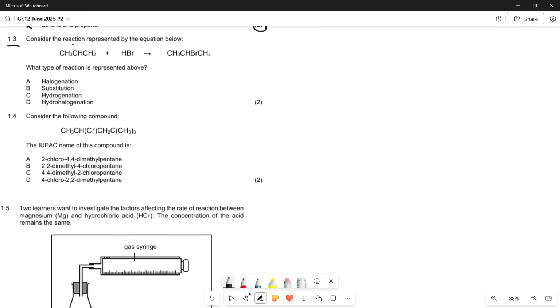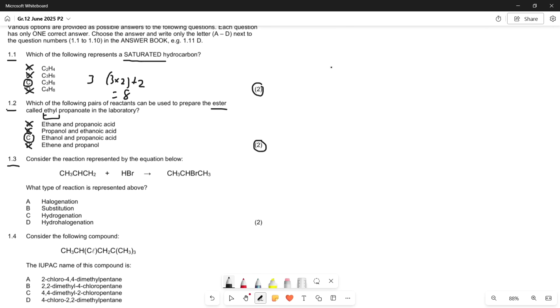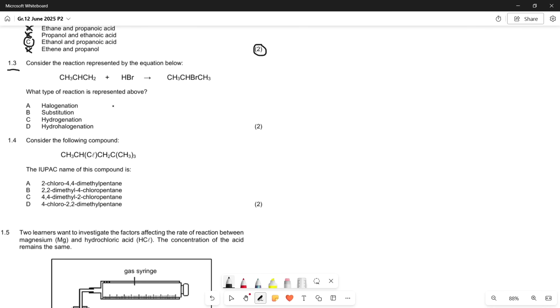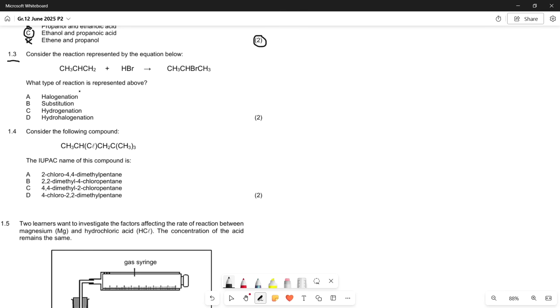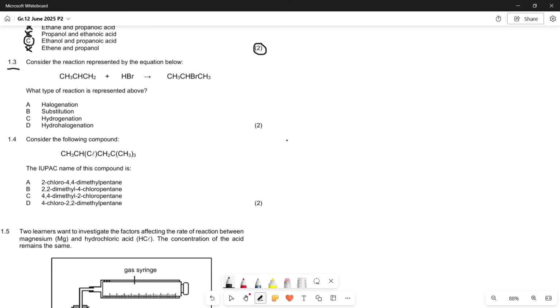So 1.3, consider the reaction represented by the equation below. We have CH3CHCH2 plus HBr goes to CH3CHBrCH3. I'm going to draw it for us just now because it helps to draw any organic chemistry reactions, especially when they are structured like this, so we can visualize and see what is moving. It is a lot easier to see that with the structural formula. They are asking us what type of reaction is represented above. We have A, halogenation, B, substitution, C, hydrogenation, and D, hydrohalogenation. So this is 2 marks.